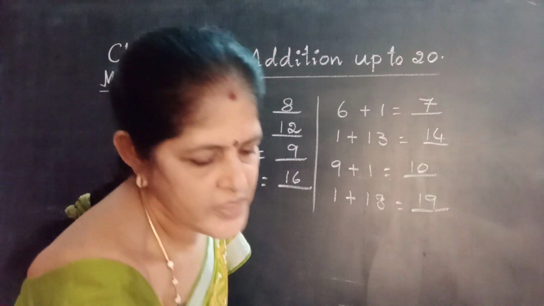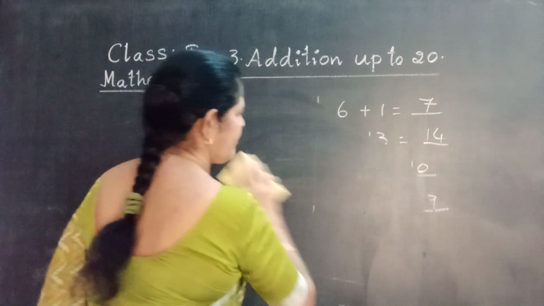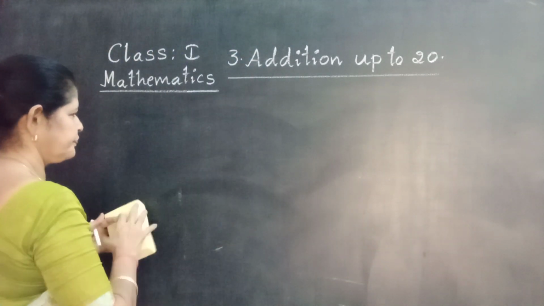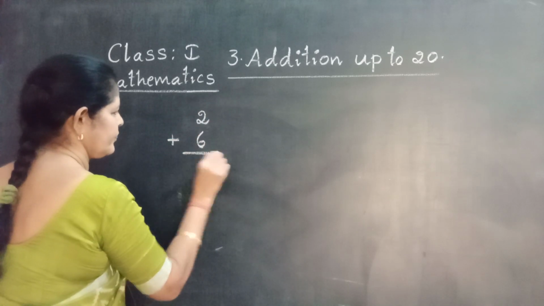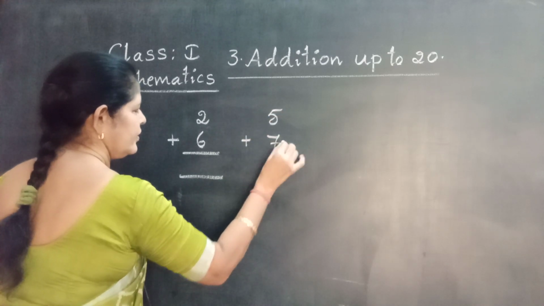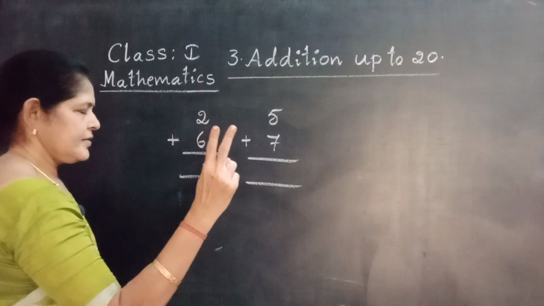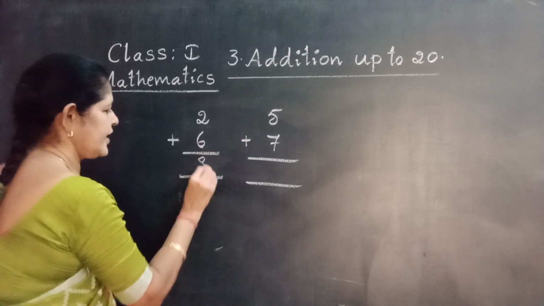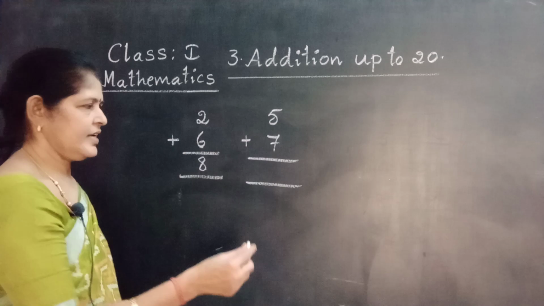Okay. Now addition, adding two one digit numbers. One digit numbers are 1 to 9. 2 plus 6. Take 2 fingers. After 6 is 7, 8. Single digit number. We get the total also a one digit number.